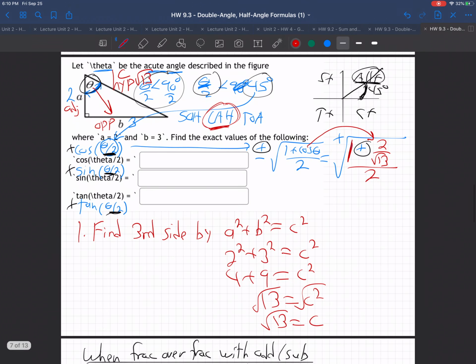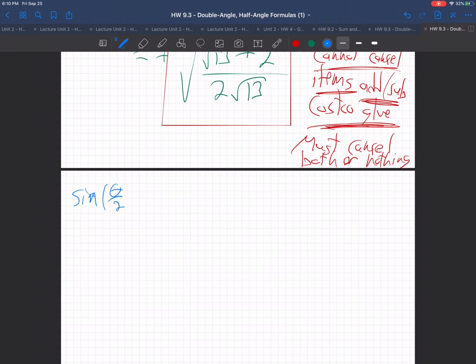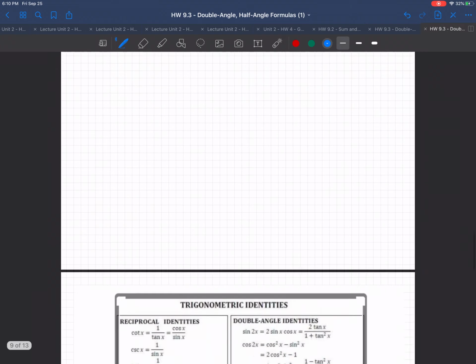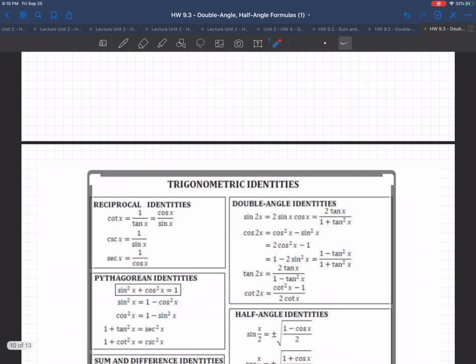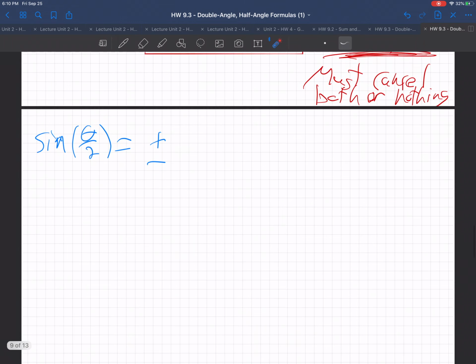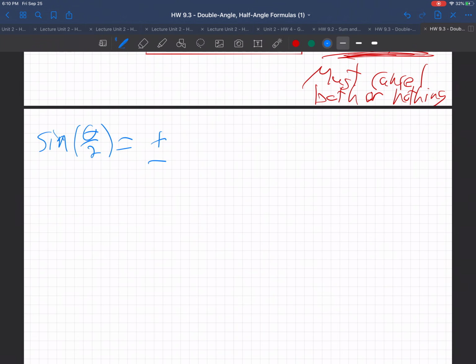Let's do it. So sine theta over 2. The formula, if you look down here at the formula sheet, sine theta over 2. There it is right there. Plus or minus the square root of 1 minus... Almost the same, just the difference is the sign in the middle, right? Isn't that what it was? Yep. Okie dokie. Let's come on up here.